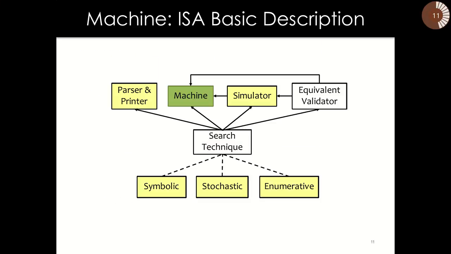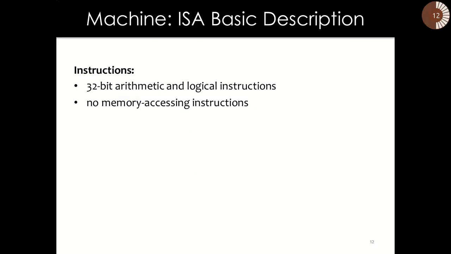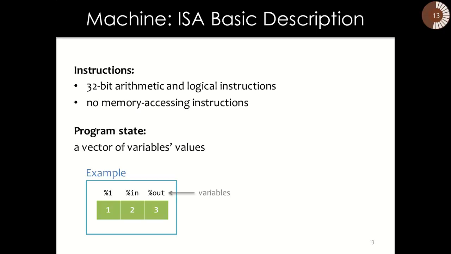First, we're going to extend the machine component, where we have to define a basic description of the ISA. In particular, we have to define the instructions we want to support. In the demo today, we're only going to deal with 32-bit arithmetic and logical instructions, no memory accessing instructions. Because of this, the program state representation can be very simple. It's just a vector of variable values. In the running example program, there are 3 variables in the program. So the program state is just a vector of length 3.